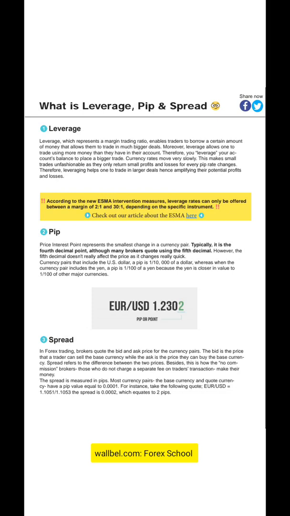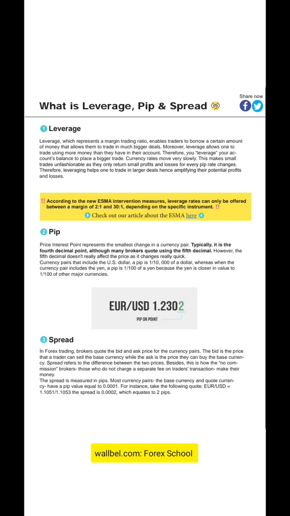Now let us look at a spread. In forex trading, brokers quote the bid and ask price for the currency pair. The bid is the price at which a trader can sell the base currency, while the ask price is the price they can buy the base currency. Spread refers to the difference between the two prices. Now we should know that brokers offer you spreads, and that is how they make money. They make money through spreads or commission, so it will depend. But that's just how brokers make their money.